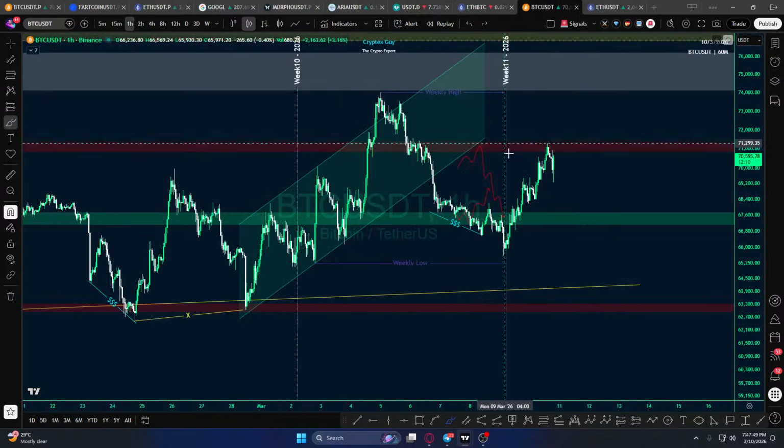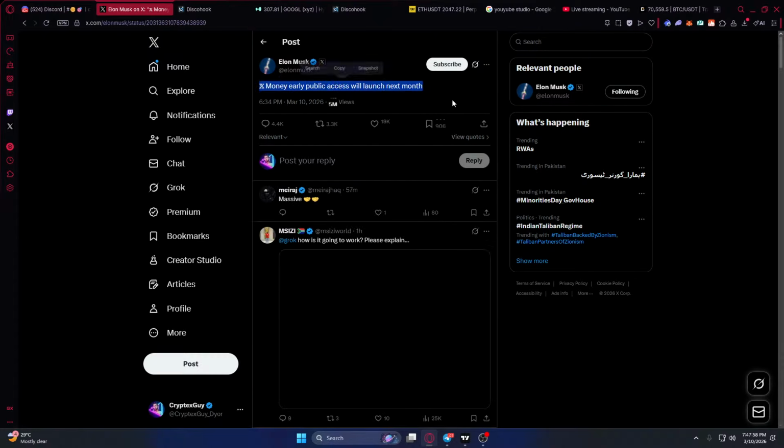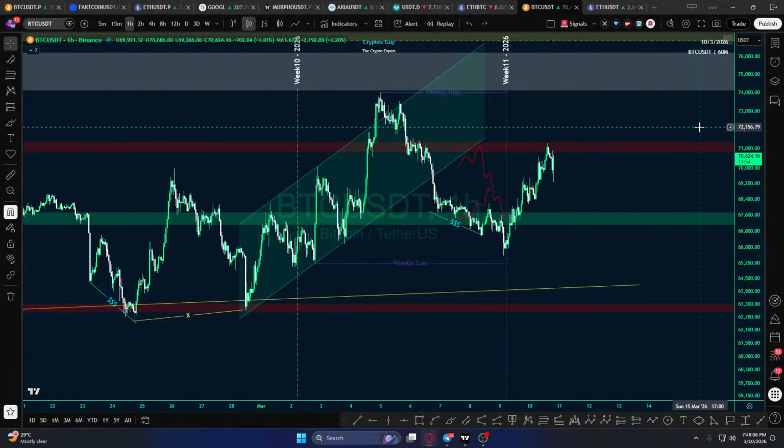Let me see if I can paste it on the chart here. No, I can't, so I will show it to you. You can see we have this one: X Money is available. Early public access will be launched next month. So it will be a massive one, and that's what I can say here. That's why the market is reacting bullish. So this is something bullish.